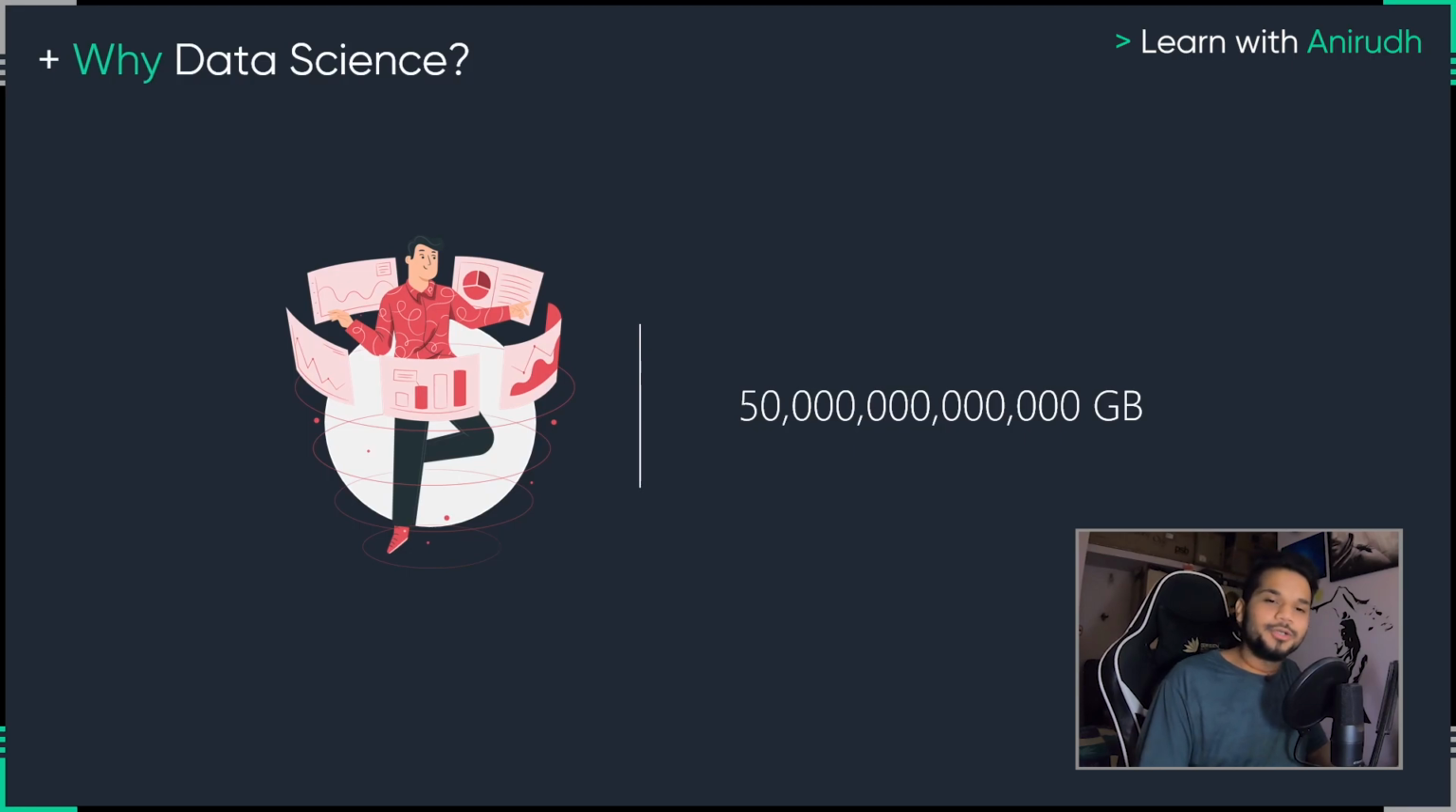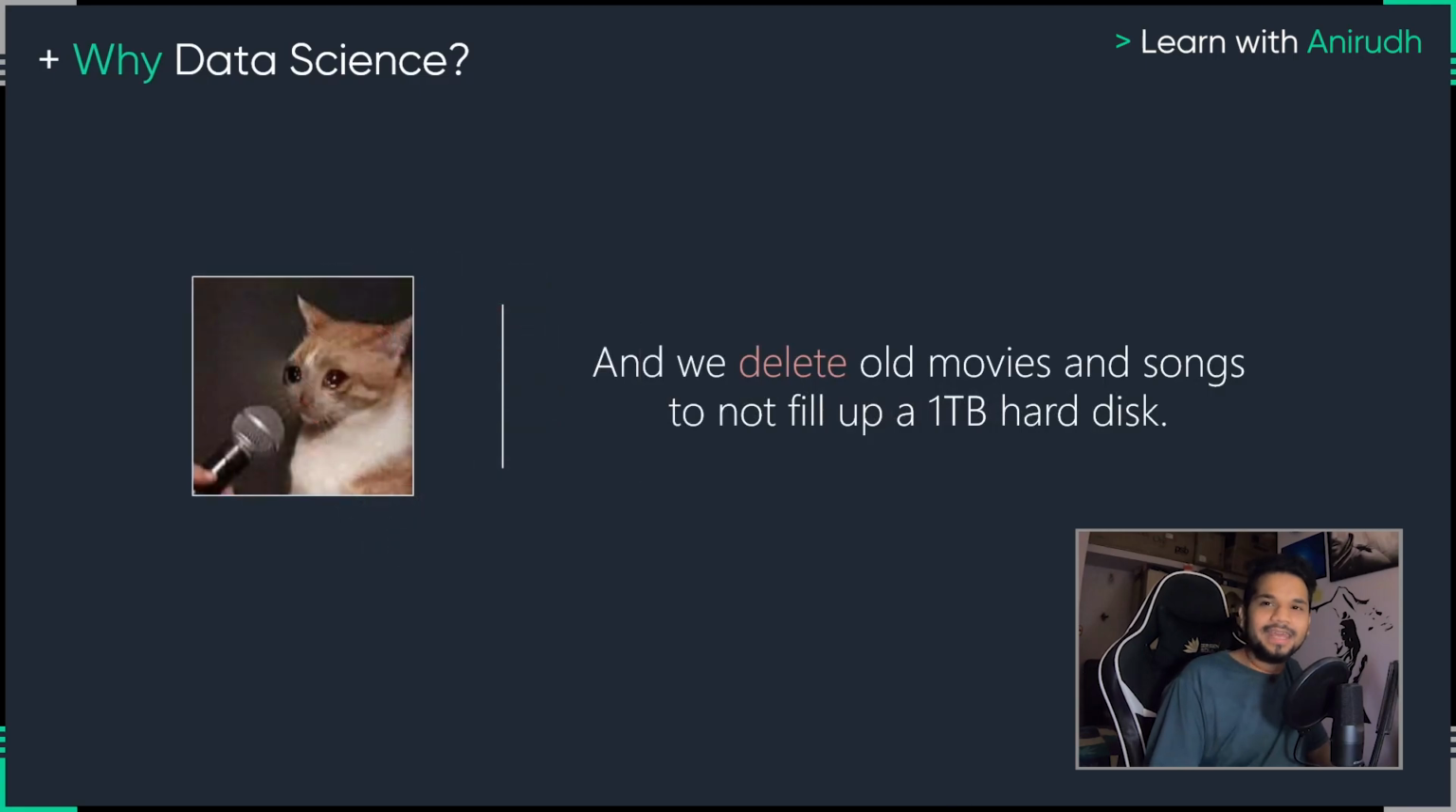An even bigger thing that you really should know at this moment of time is that all the data on the entire globe today in the world of information technology accounts to somewhere around 50 trillion gigabytes. 50 trillion gigabytes. Now, of course, it seems very hilarious to think that we will never generate that amount of data, because let's be honest here. Your laptop, my laptop, all of us here are just trying to delete some old movies, old songs to make sure that we do not fill up just a 1 terabyte hard disk that we might have. But the entire world out there is trying to chase 50 trillion gigabytes of data.